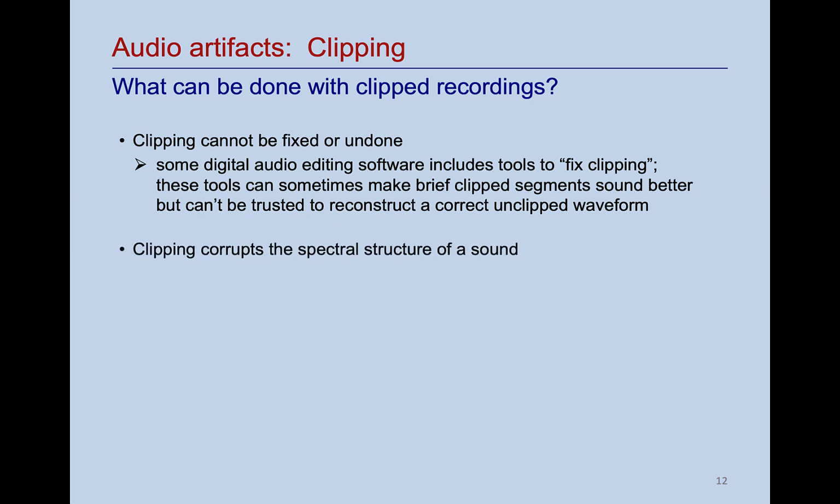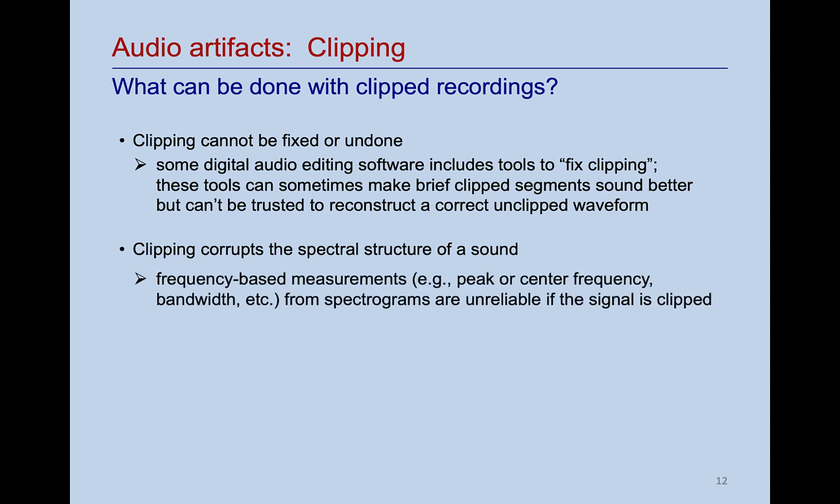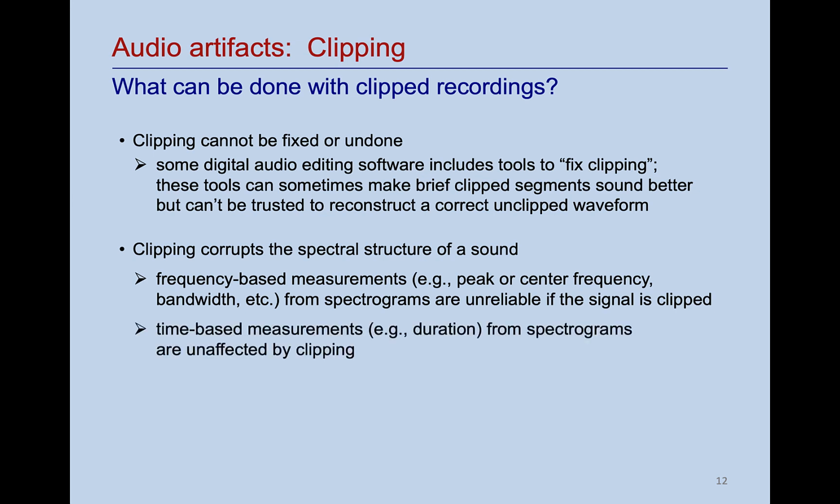And as we've seen, clipping corrupts the spectral structure of a sound by introducing additional harmonic components in the spectrum that weren't really there in the sound that was received by the microphone. That means that frequency-based measurements from spectrograms, for example, peak frequency, center frequency, bandwidth, and so on, are unreliable if the signal is clipped. With clipped recordings, you really should not be using those measurements at all. Time-based measurements, on the other hand, such as duration, are unaffected by clipping.